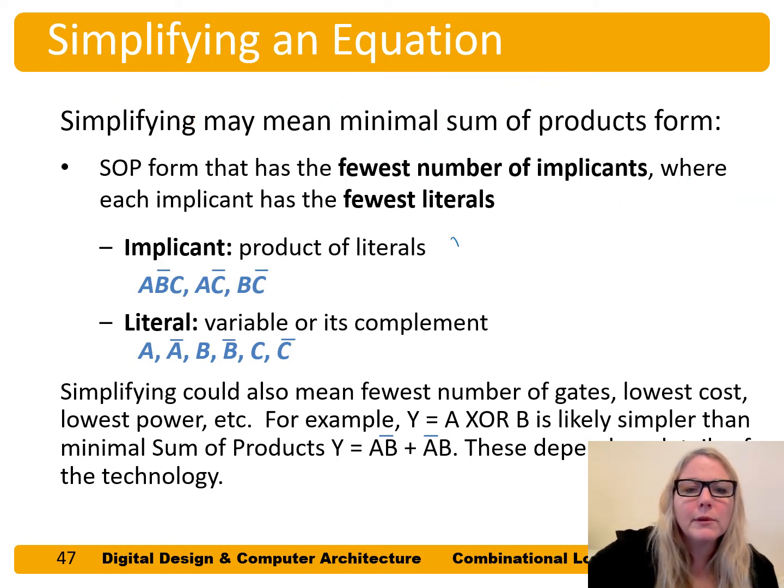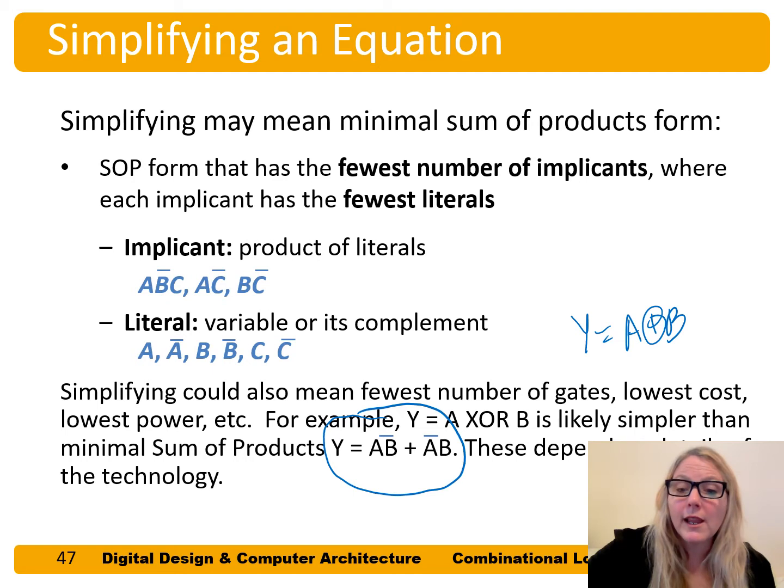So remember, an implicant is a product of literals, and a literal is a variable or its complement. And so simplifying could also mean using fewer gates. So reducing the number of gates, lowering the cost, lowering the power, etc. So for example, y equals a, x, or b is likely simpler than the sum of products or SOP form of the equation y equals a, b bar, or a bar b. So these trade-offs, cost, power, number of gates, depend on the technology.